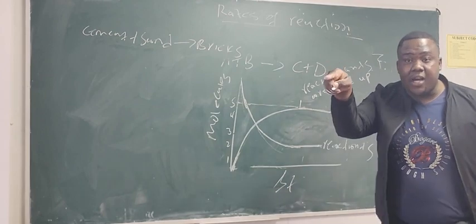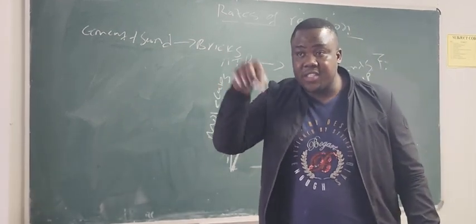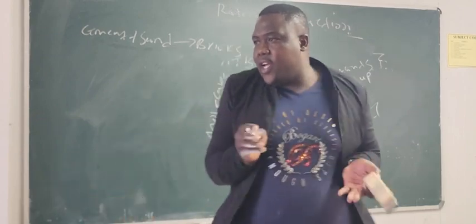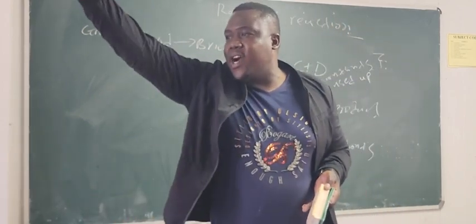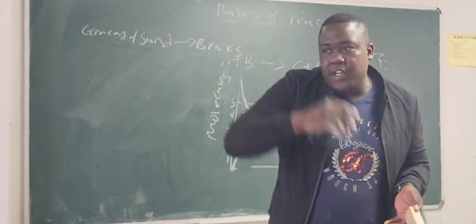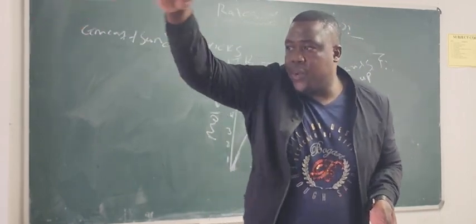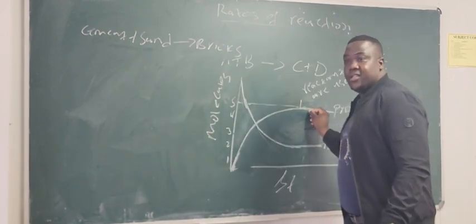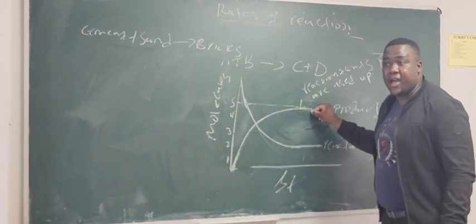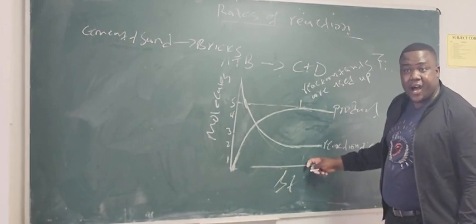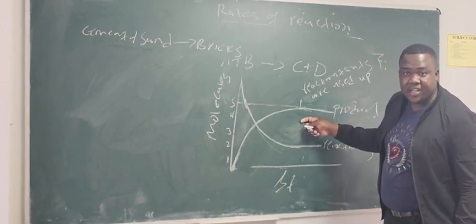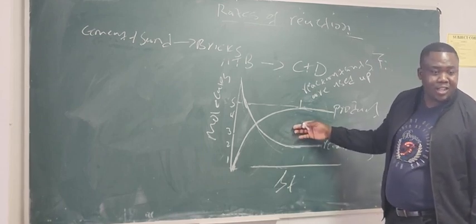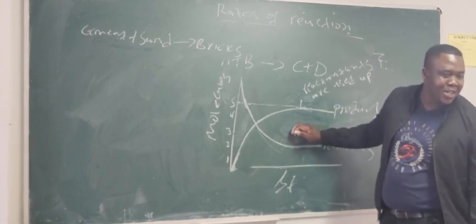Remember, what formed the product? What is it that we use to form the product? So when the reactants are finished, will we have more product? No. When the reactants are finished, we're no longer forming product. Are you understanding? That's why we have a straight line. This straight line means that the reactants are finished.